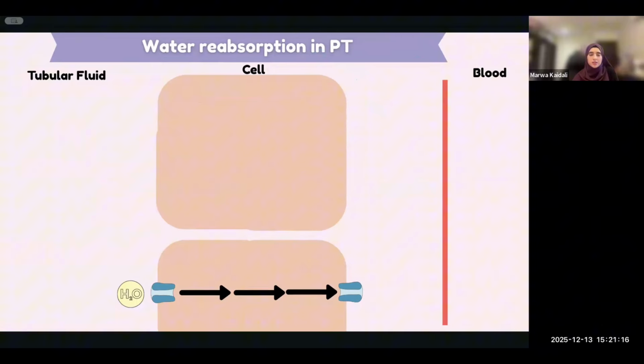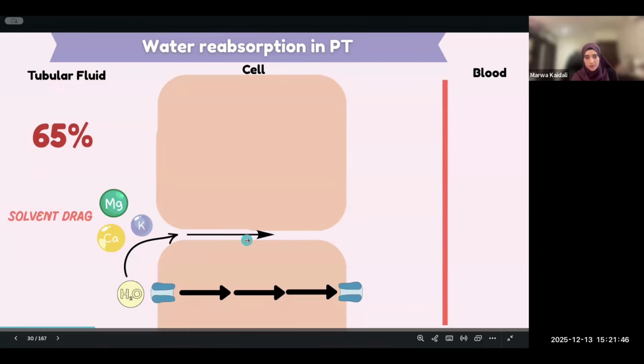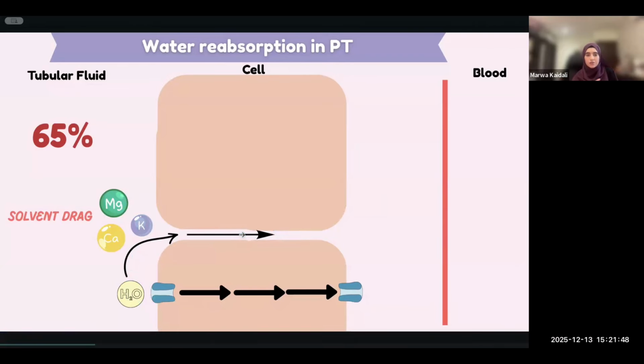Now we're going to talk about water reabsorption in the proximal tubule, which we have already briefly touched upon. So we already mentioned that water gets reabsorbed transcellularly, okay? But another way for water to be reabsorbed is paracellularly. So it can go in between the cells. And when it does that, there's a phenomenon that happens called solvent drag. What this means basically is that when water gets reabsorbed paracellularly, it's going to drag some ions with it, okay? And those ions are magnesium, calcium, and potassium. Remember, magnesium and calcium are going to be important because we are going to mention them later on.